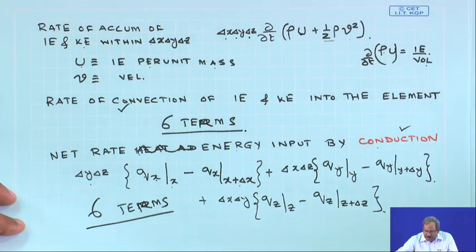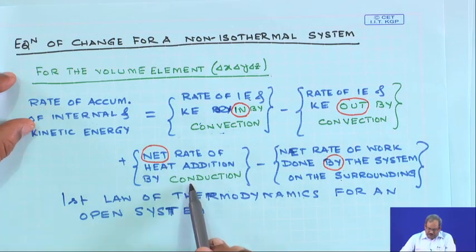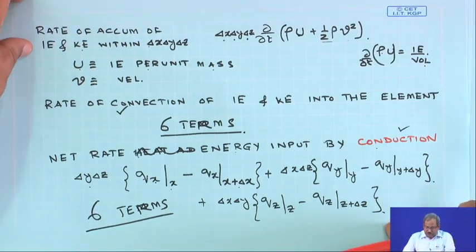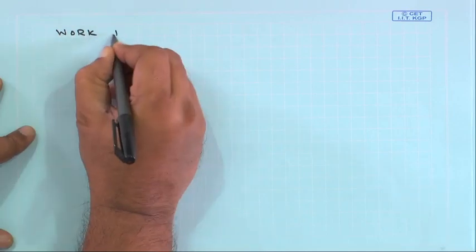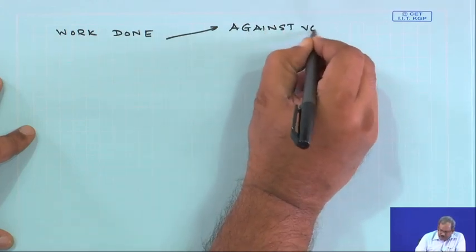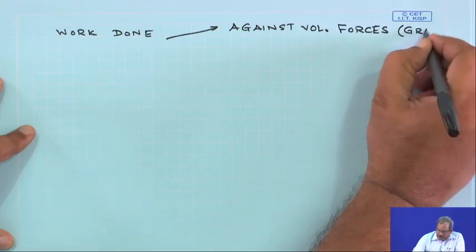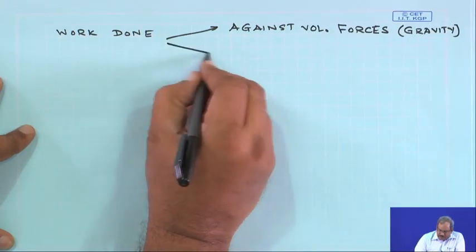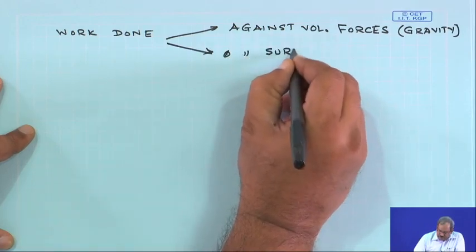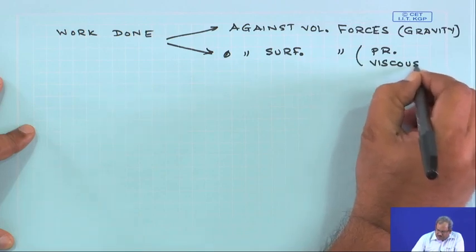So, what is left is, I have already taken care of in by convection, out by convection and net by conduction. So, what is left is work done by the system on the surrounding. So, what is work done by the system on the surrounding? If we can consider that, then my equation is complete. Now, work done, as we all know, can be against volumetric forces, those which are acting on the entire volume of the volume element. The common example would be gravity, and the second one is against surface forces, which could be against pressure, which could be against viscous forces.